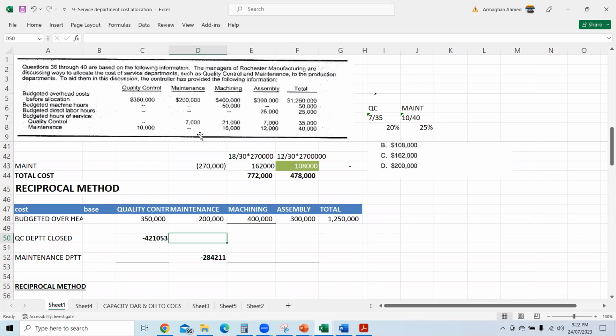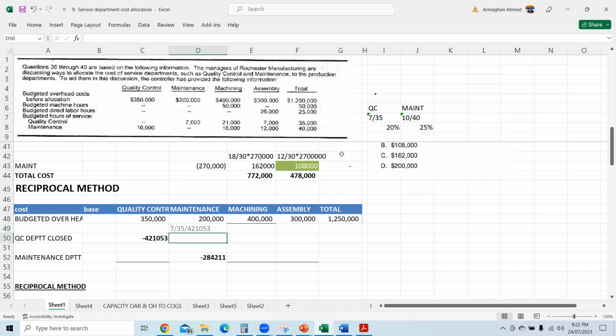QC 284,000. 7 over 35, right? So we will allocate how much? 7 over 35 into what? 421. How much? 421.